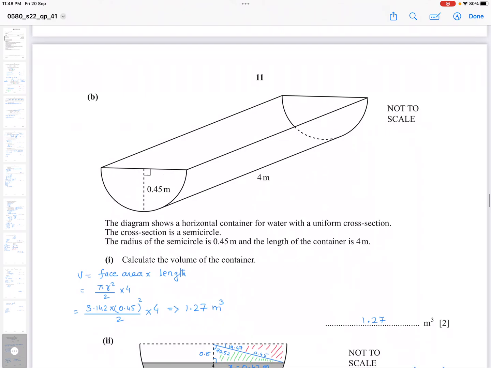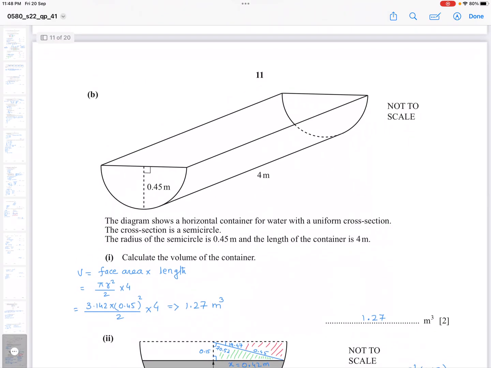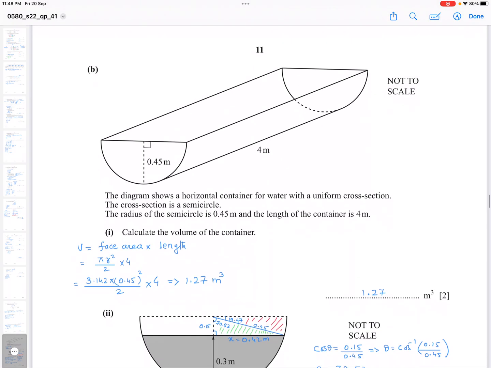B part. The diagram shows a horizontal container for water with a uniform cross section. The cross section is a semicircle. The radius of the semicircle is 0.45 meter and the length of the container is 4 meter. Calculate the volume of the container. So volume of the container can be written as face area, where the face is your semicircle, multiplied by its length, which is 4.